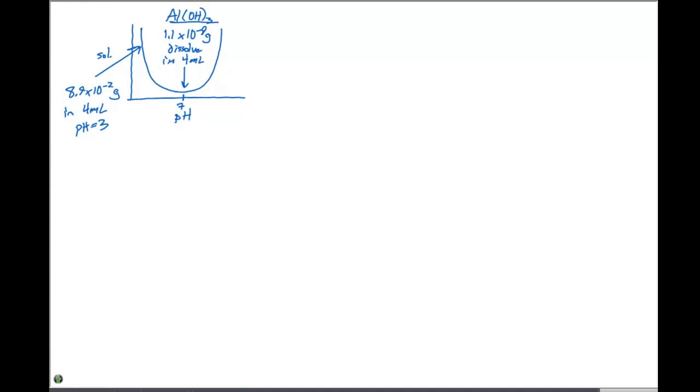As we raise the pH, the solubility begins to drop off, which we would expect from Le Chatelier's principle, because the equilibrium we're looking at is Al(OH)3 solid in equilibrium with Al 3+ ions in solution plus 3 OH minus ions in solution. So as I increase the pH, we are increasing the concentration of the OH minus ions in solution. So as we increase that, we would expect the solubility to drop off. And that's what happens in this first case here, where the solubility drops.